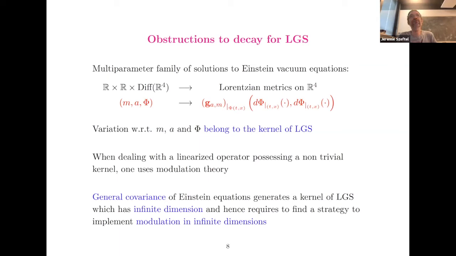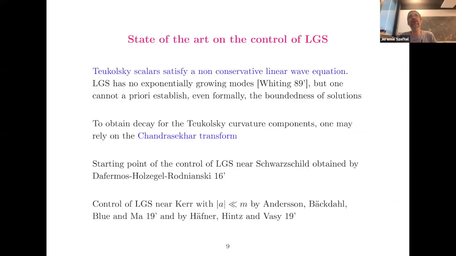Okay, so this was for the obstructions to decay. And now let me come back to the linearized gravity system and provide some results. So here I apologize for not quoting the immense literature on the subject, starting from in fact much simpler problems, which are just one wave equation on Schwarzschild or Kerr. Let me immediately quote the end results if you want, the ones that directly apply to the linearized gravity system.